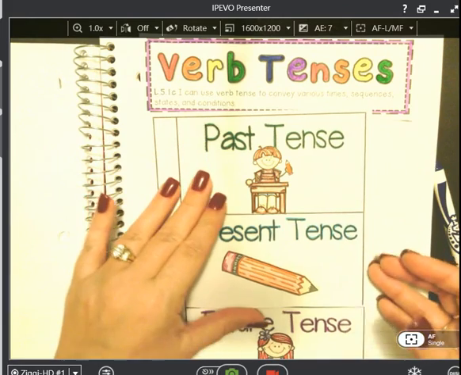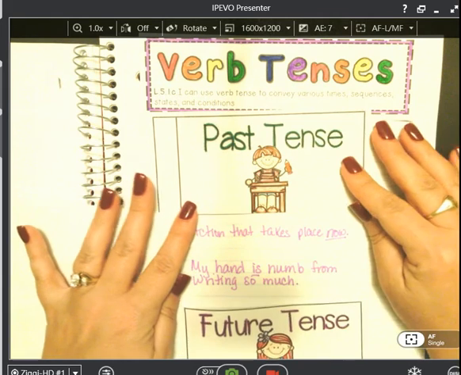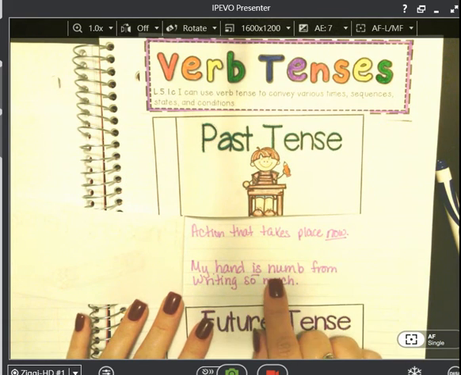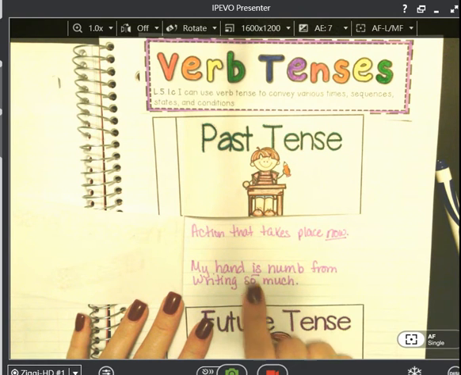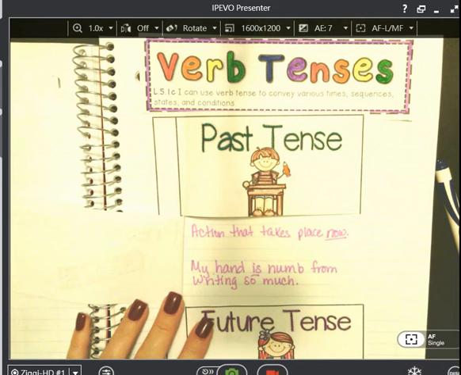Then we have our present tense verbs. Obviously those are actions that take place now. My hand is numb from writing so much. Is is our verb. It is telling what our hand feels like, because remember verbs are what something is or is like, and so this tells us our hand is numb from writing so much, and that's how it feels right now.